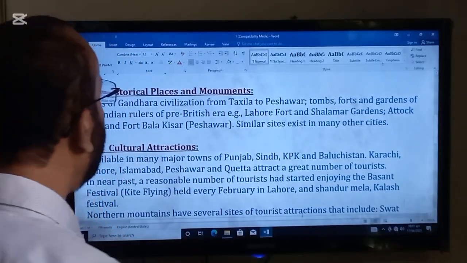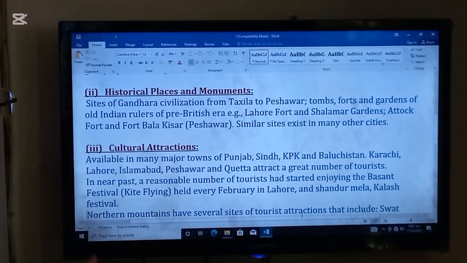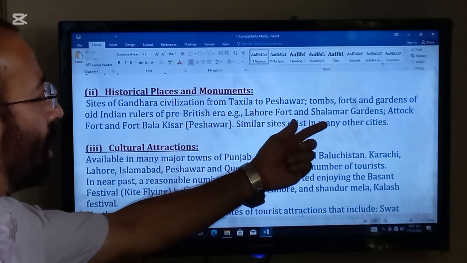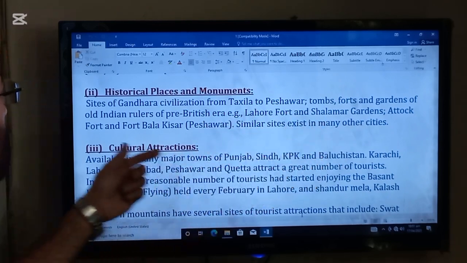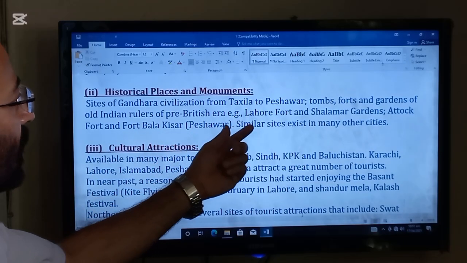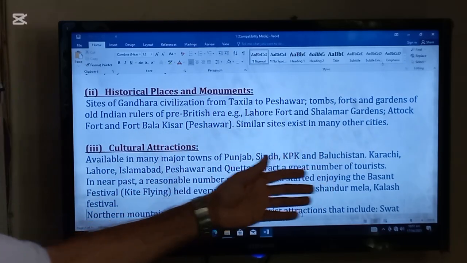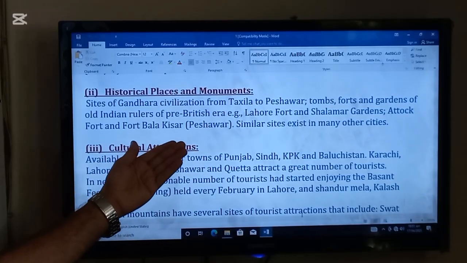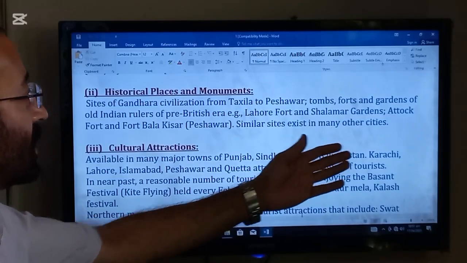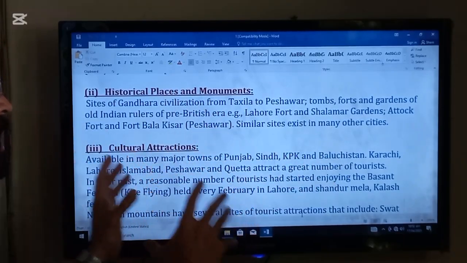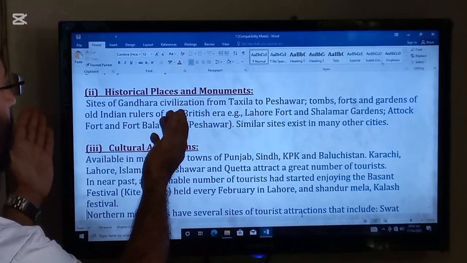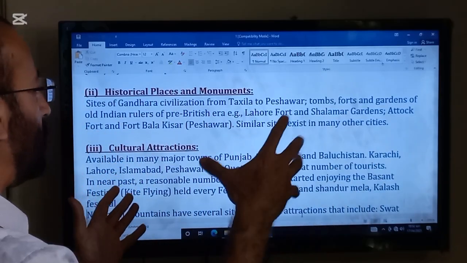So next is historical places and monuments. Sites of the Gandhara civilization from Taxila to Peshawar, tombs, forts, and gardens of the old Indian rulers of the pre-British era, for example, Lahore Fort, Shalimar Garden, Attock Fort, and Fort Bala Hisar, that is available in Peshawar. Similar sites exist in many other cities of Pakistan. So these are the major sightseeing things available regarding historical places and monuments for tourism.